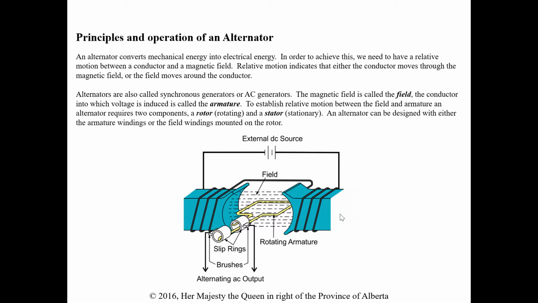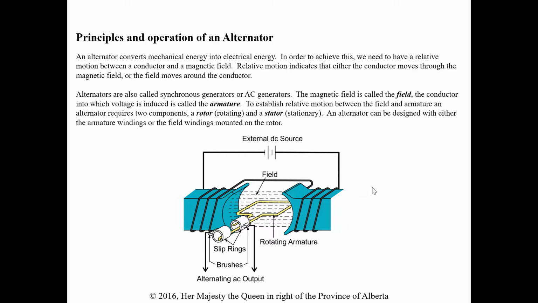As long as one of the two is moving, then we will generate a voltage. They're also called synchronous generators or AC generators. The field is called the field. Again, it's still an electromagnet. We're putting a DC source to this field to create this magnetic field. And then where the voltage is induced, just like in DC, is the armature. Those definitions haven't changed. The field is the electromagnet and the armature is where voltage is induced.